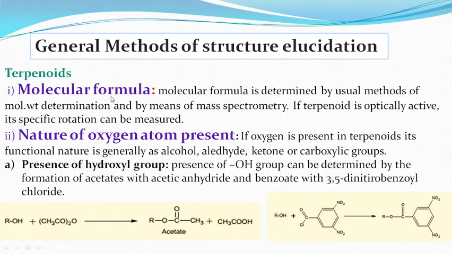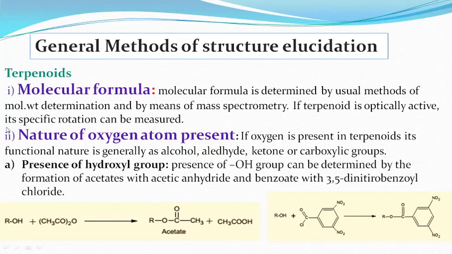First of all, we determine the molecular formula of the compound by means of mass spectrometry and molecular weight determination. If the terpenoid is optically active, its specific rotation can be measured. The second point is the nature of oxygen atom present. If the oxygenated products of terpenoids are taken, then we find the functional nature of the oxygen atom, which can be alcohol, aldehyde, ketone or carboxylic groups.